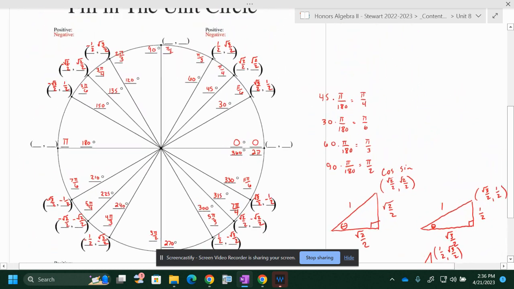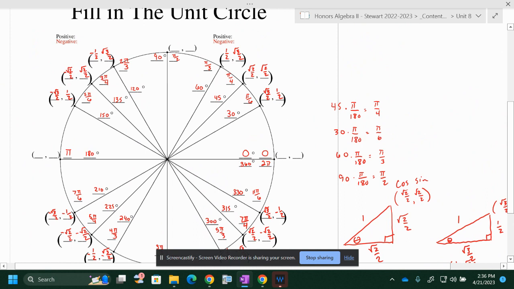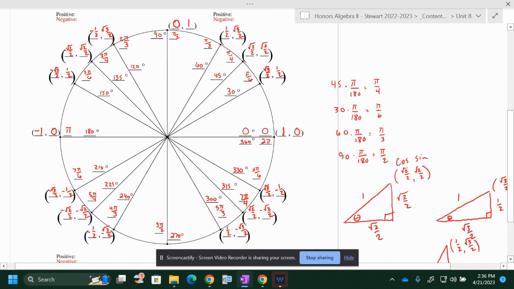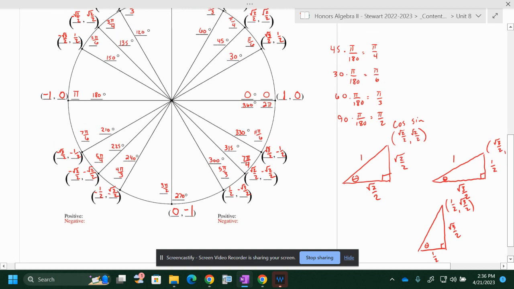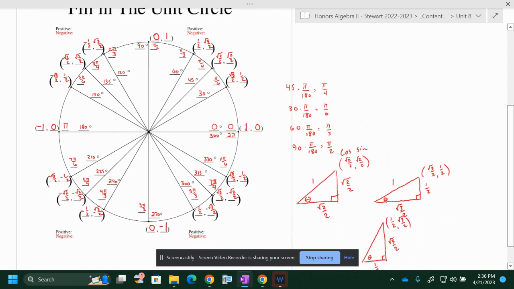All right, so the zeros. I'm going out 1, and I'm going up none. Then I'm going out none. Remember, it's an x value, but I'm going up 1. I'm going out negative 1, and up nothing. And then here I'm going left and right nothing, and I'm going down negative 1. That is my unit circle.